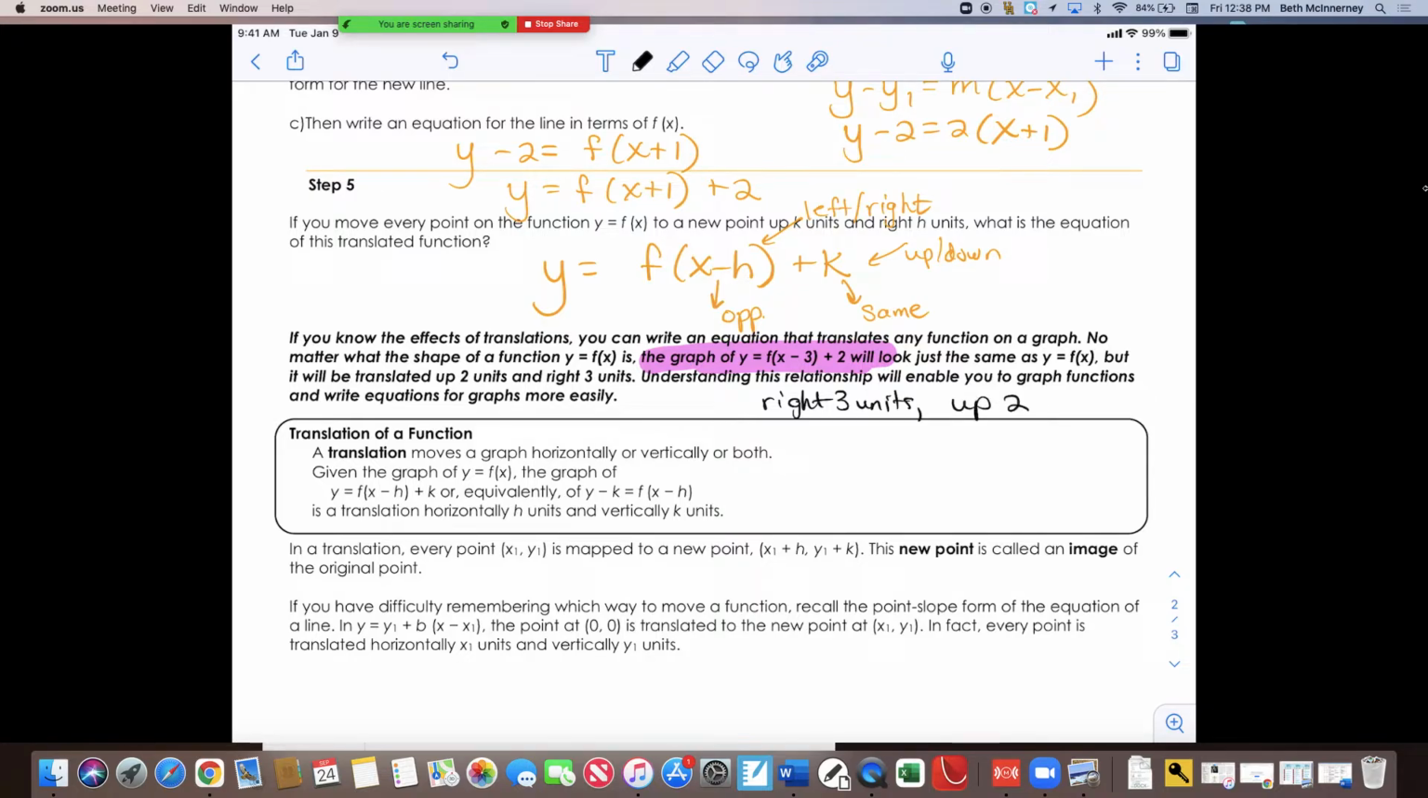But think about that family of functions packet. It doesn't matter if it's x squared, x cubed, 1 over x. That notation works universally, which is so cool.